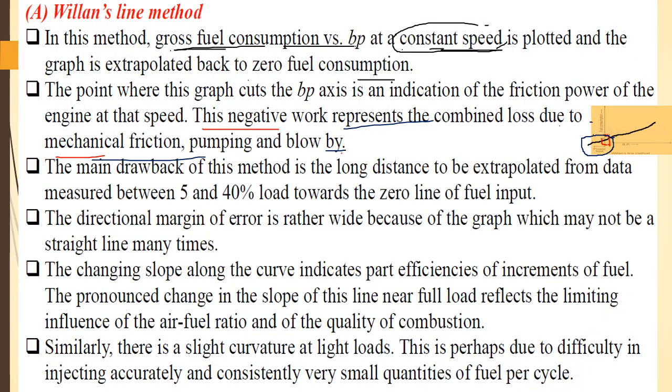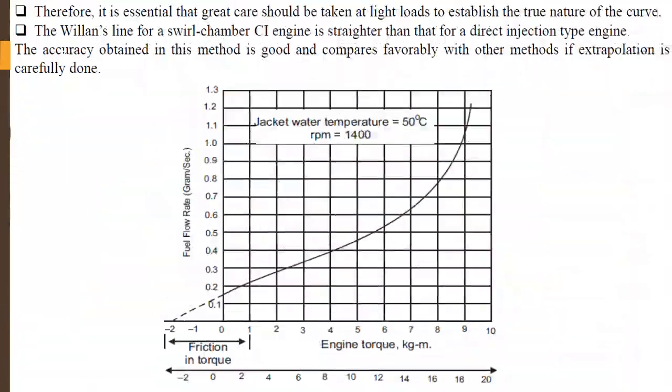So if we see the next part, you can see this is always not a straight line, and if we move towards the negative x-axis and extend this graph, this is the point where it cuts the y-axis. So you can see the friction torque, this is the value.